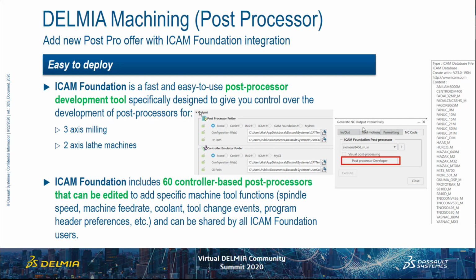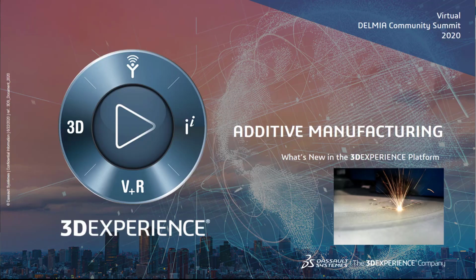You can use them for free for the first 30 days, or first 90 days I believe, and then you'll have to acquire a license for that. But you can also edit your post processors by clicking on the post processor developer and making those changes. For anything that is 5-axis, you'll have to contact whichever vendor you're with, and they will assist you in making those changes. That concludes the machining part of the updates for 20X.